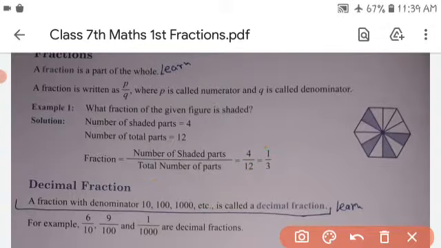Decimal fraction. A fraction with denominator 10, 100, 1000 etc. is called a decimal fraction. For example, 6 upon 10, 9 upon 10 and 1 upon 1000 are decimal fractions.